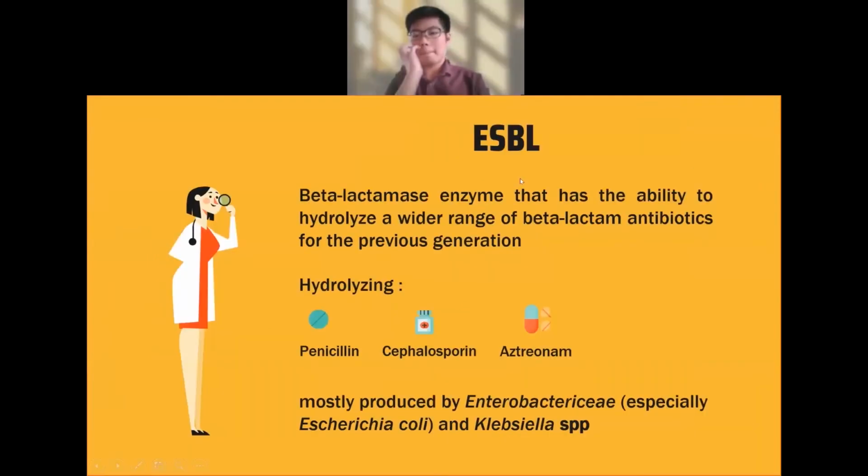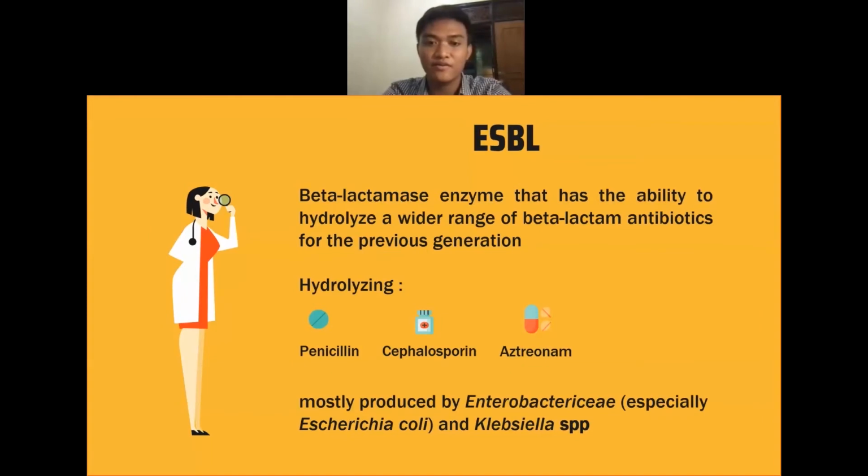ESBL is a form of beta-lactamase enzyme that has the ability to hydrolyze a wider range of beta-lactam antibiotics than the previous generation. ESBL is an enzyme capable of hydrolyzing drugs of the penicillin class, cephalosporin generation 1, 2, 3, and Aztreonam, except cefamycin and carbapenem. ESBL is mostly produced by Enterobacteriaceae, especially Escherichia coli and Klebsiella.